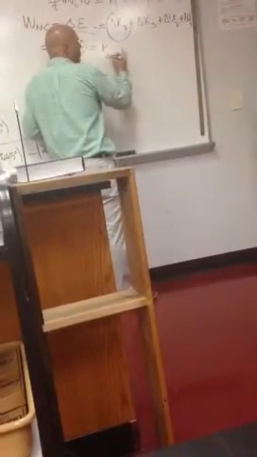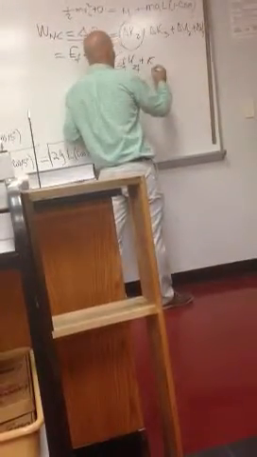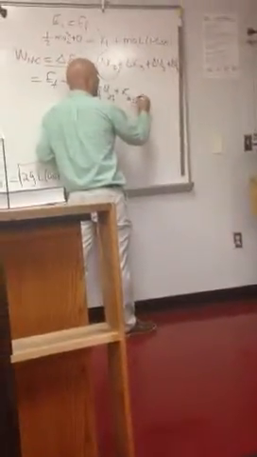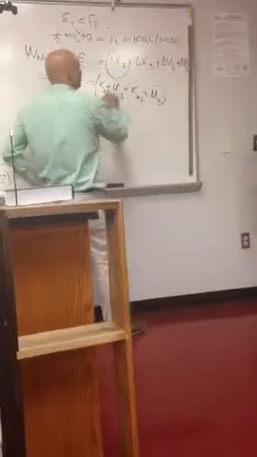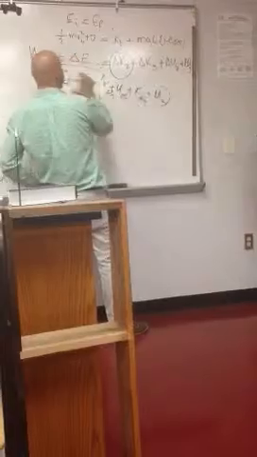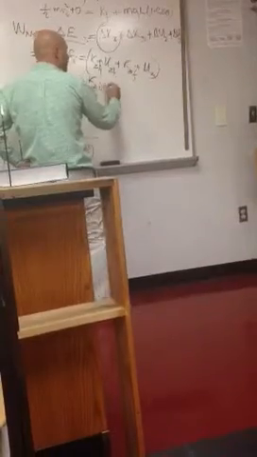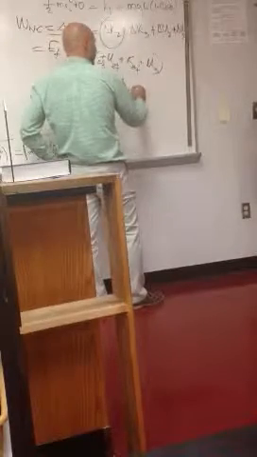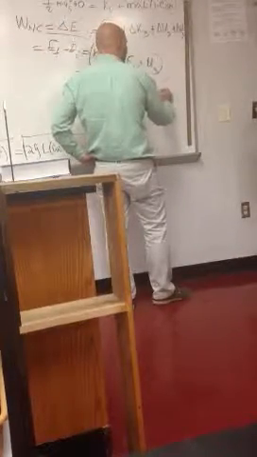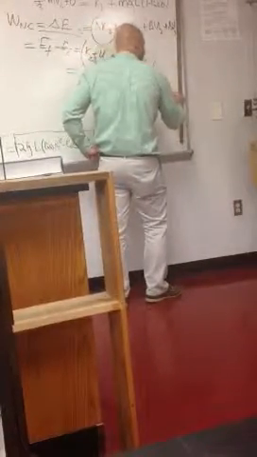So it will be like this. K of the second plus potential of the second final, plus kinetic of the third, plus potential of the third. All this is E final. Equal to kinetic of the second initial plus potential of the second initial plus kinetic of the third initial, plus U of the third initial.